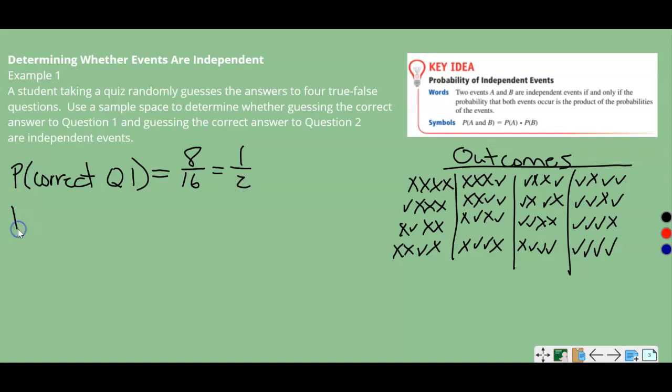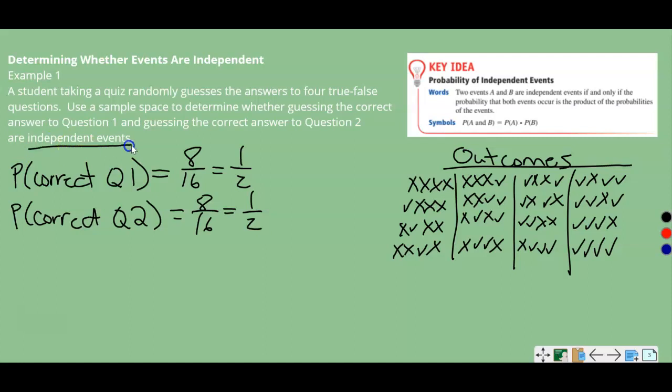All right, now we need to do the probability of correct on question 2. All right, question 2. There's 1, 2, 3, 4, 5, 6, 7, 8. So that one is also 8 over 16, which is 1/2. Now it says, guessing the correct answers to question 2.